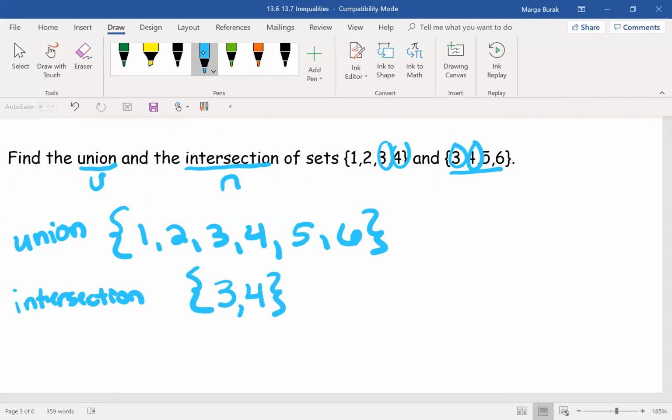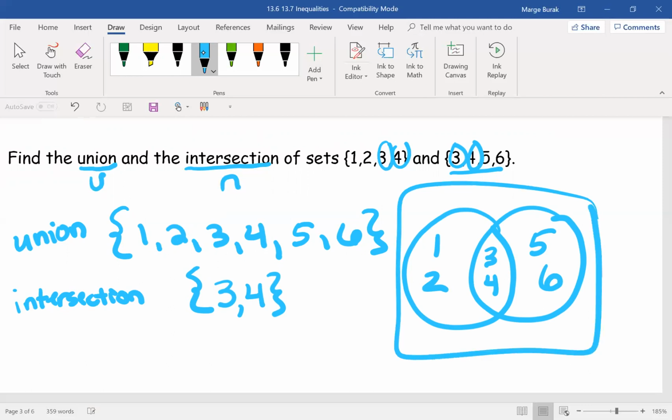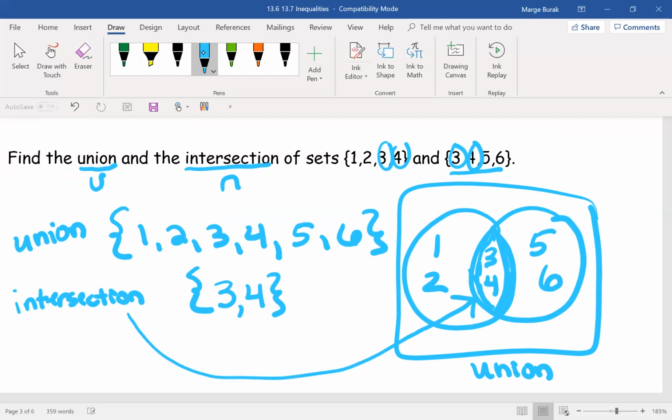One way to look at this is Venn diagrams. You put the ones that are in both of them here, and then these guys would have a 5 and a 6, and these guys would have the 1 and the 2. So the union is all of this. The whole thing is the union. And the intersection would just be what's in that middle part right there. Okay, that's a visual.